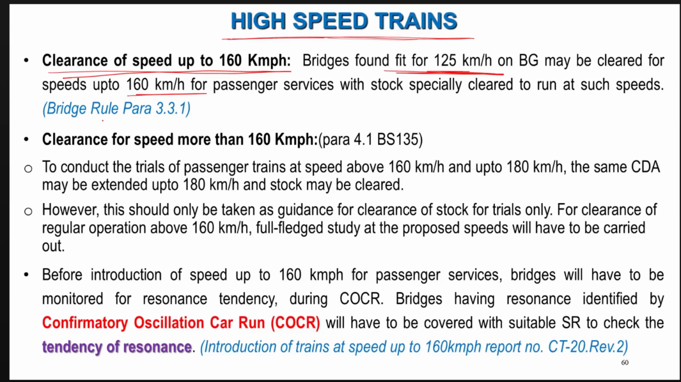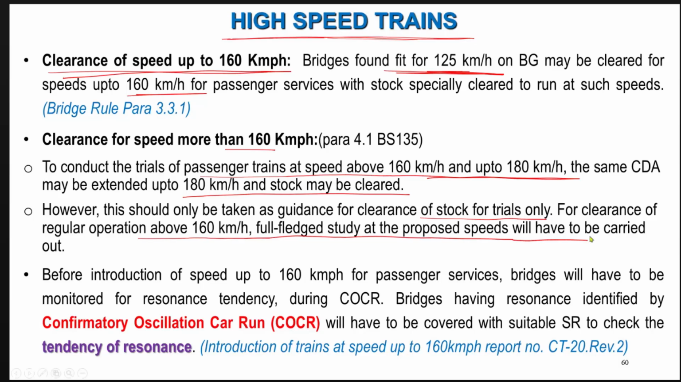So for clearance as per our guidelines, BS 135, for higher speed clearance to conduct a trial of a passenger train at speed above 160 kmph up to 180 kmph, the same CDA may be extended up to 180 kmph and stock may be cleared. However, this should not be taken as guidance for clearing of stock for trials only. This is not for clearance of regular operation above 160 kmph; a full-fledged study of the proposed speed will have to be carried out.